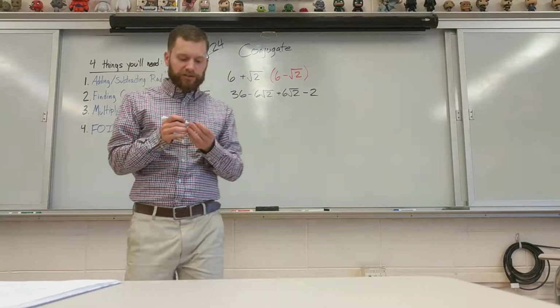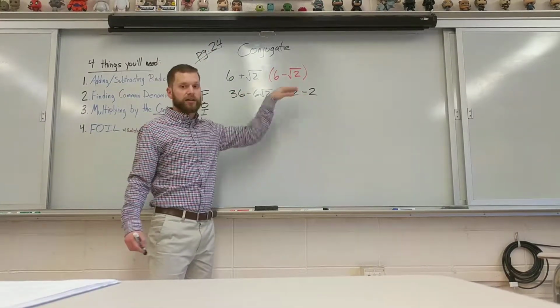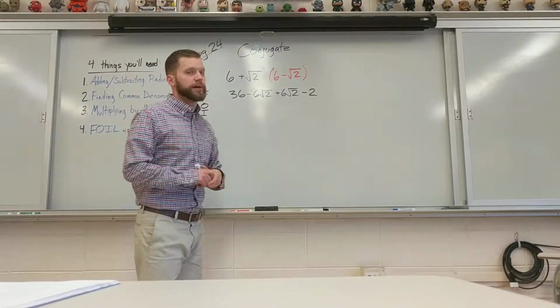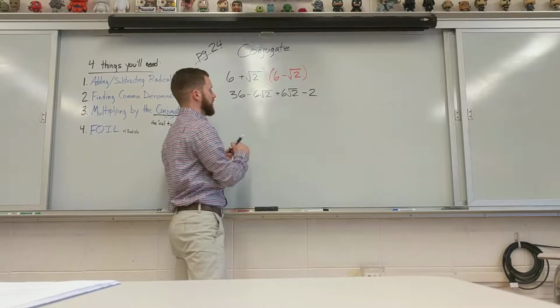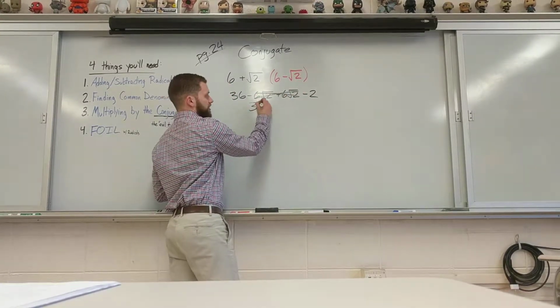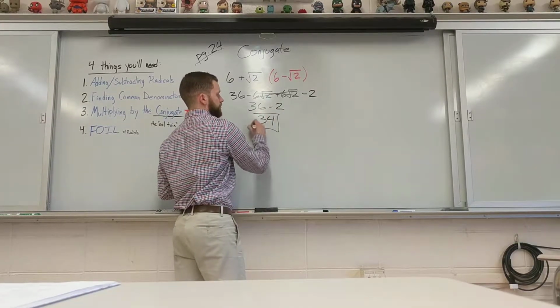You'll notice that the middle two terms, the O and the I in FOIL, will cancel out. This will always happen with conjugates. Okay? When you're multiplying two conjugates together, the O and the I will cancel out. So here we go, cross that out. What are we left with but 36 minus 2, which is just 34.